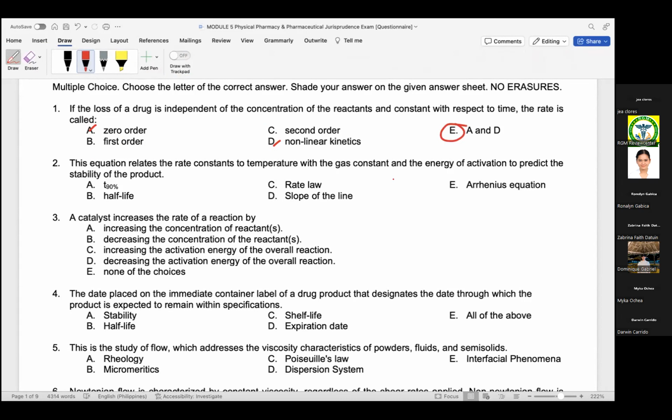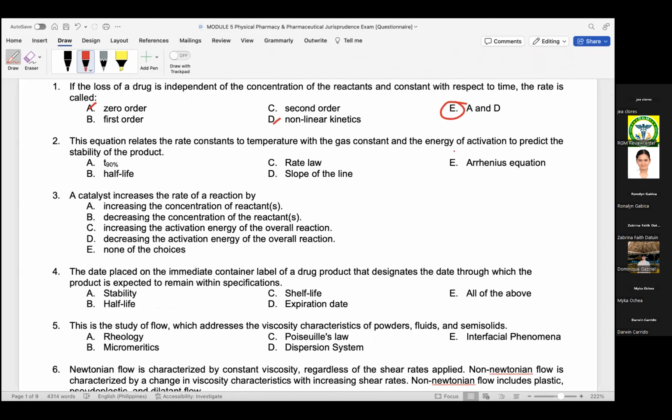Next, number 2, this equation relates the rate constants to temperature with the gas constants and the energy of activation to predict the stability of the product. So the correct answer is, okay, T90 is the shelf life of the drug, no? So the shelf life depends on the rate order, if it is zero, first, or second order. Half-life is the time it takes for a drug to reduce its concentration into half. So this is not also the equation that we are looking for.